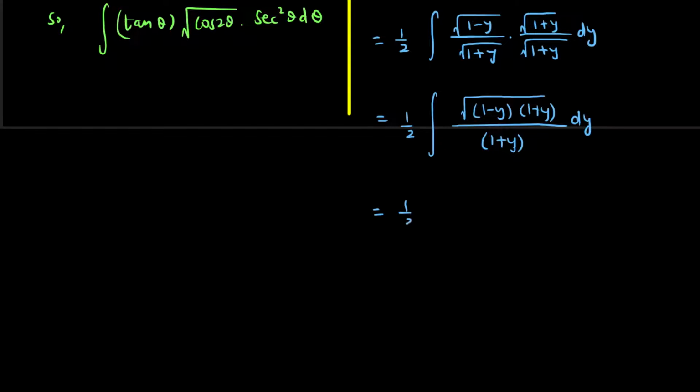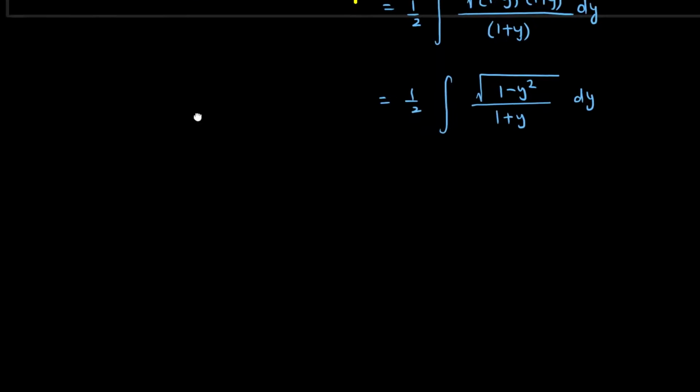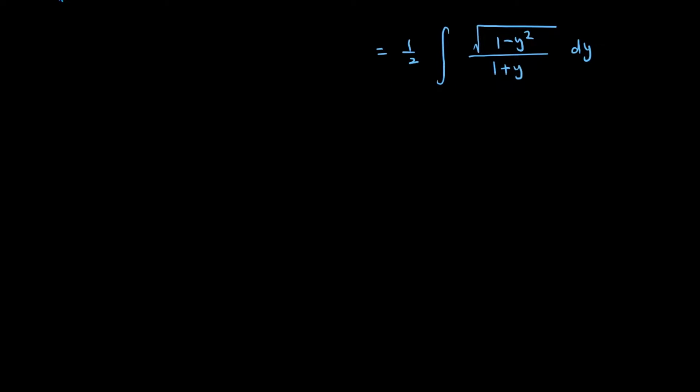And this will become 1 over 2 times root of 1 minus y square over 1 plus y dy. Okay, what do you think we should do now? I think it's a good idea if we can substitute y as cos or perhaps sine, because 1 minus cos square or 1 minus sine square we know can be easily simplified. So that's what I'm going to do now.